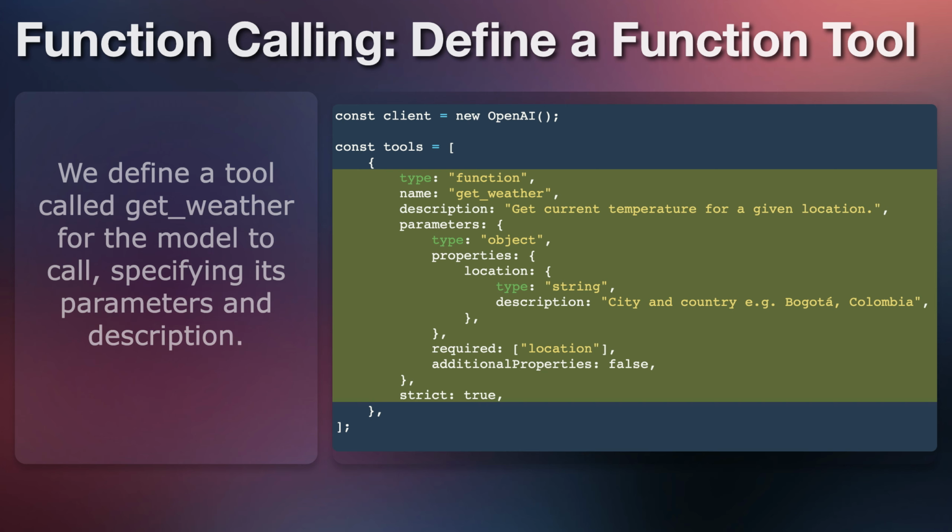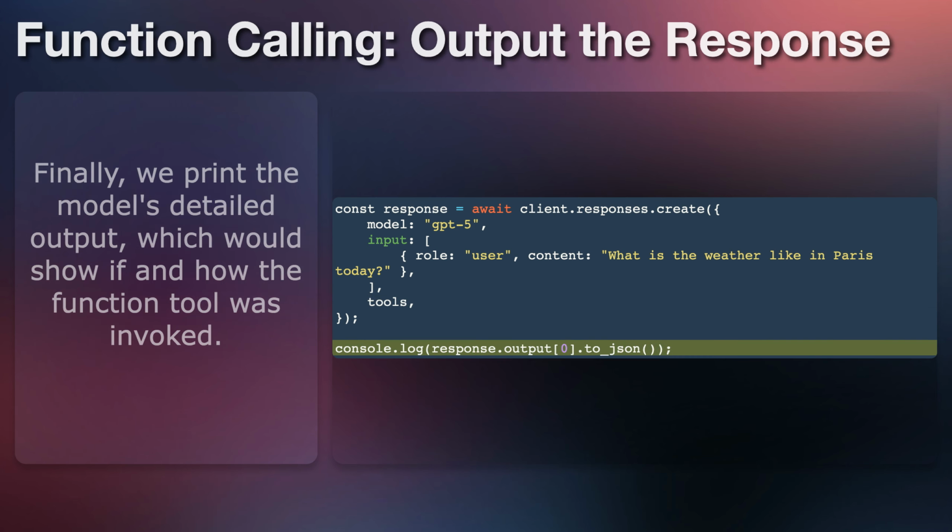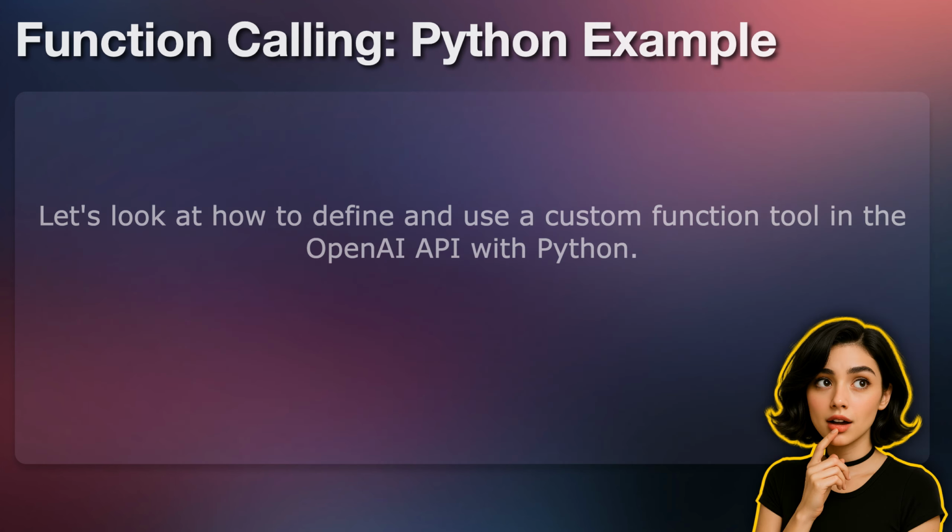We define a tool called getWeather for the model to call, specifying its parameters and description. We send a request to the GPT model along with the provided user input and the tools array. Finally, we print the model's detailed output, which would show if and how the function tool was invoked. Let's look at how to define and use a custom function tool in the OpenAI API with Python.